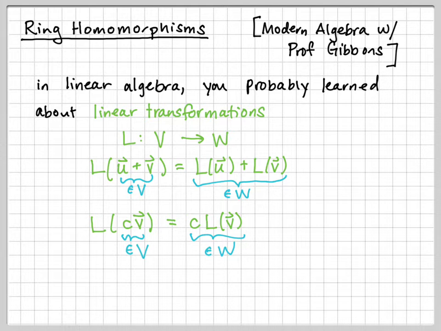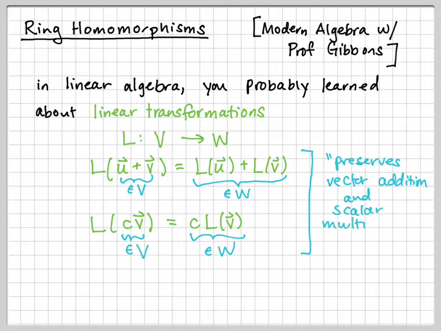That is, u plus v gets mapped to L of u plus L of v. And c times v gets mapped to c times L of v. Got my letters backwards. Sometimes people say this preserves vector addition and scalar multiplication. Or more simply, people say this preserves algebra.